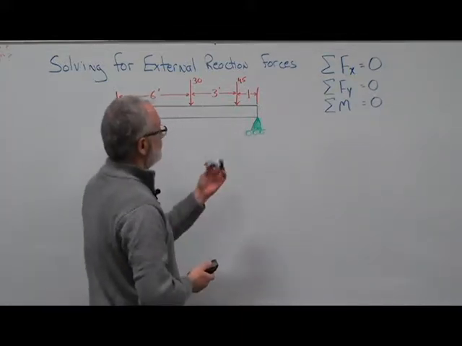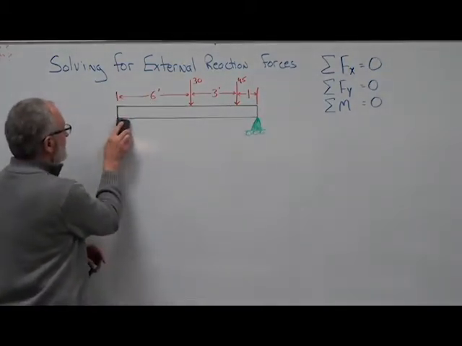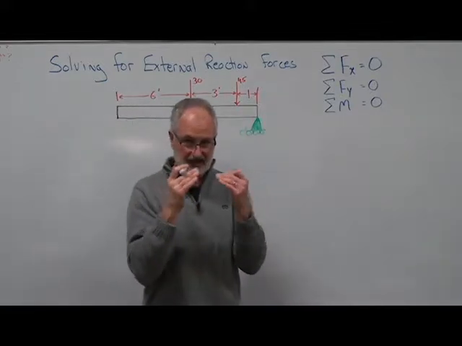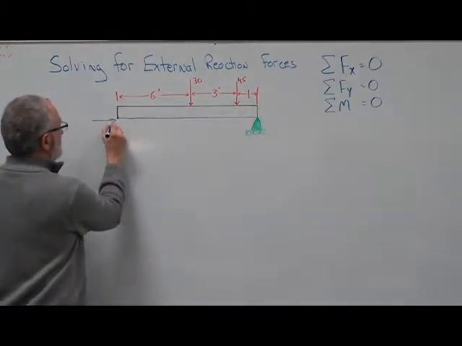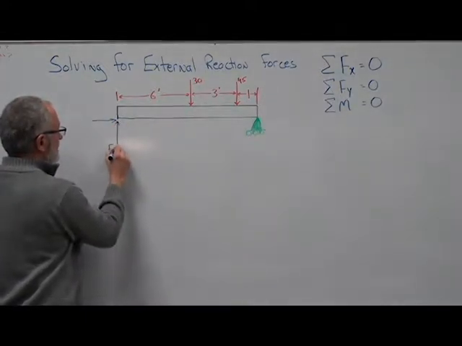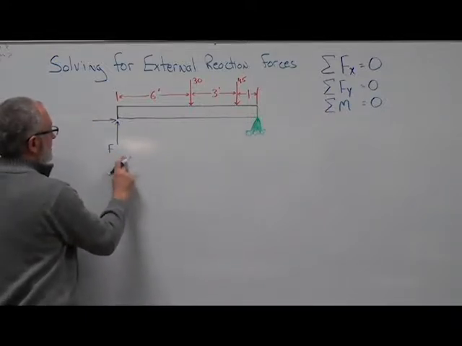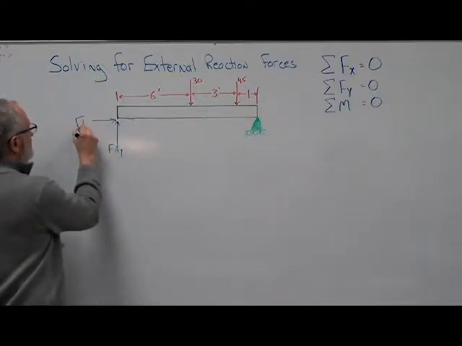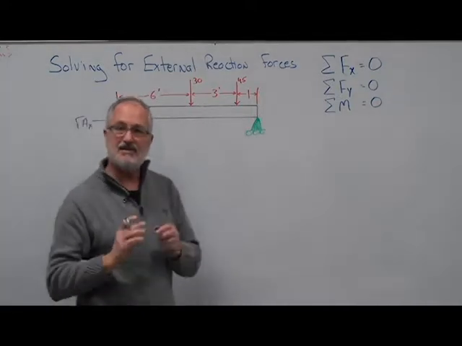So let's see, I think I'll use blue for that. First of all, I'll get rid of this pin support. And remember, pin supports can feel forces in both the x and the y direction. So we have forces working on this in the x, forces in the y. We'll call this point A. The force at A in the y direction, and the force at A in the x direction. Both of the directions are there because it's a pin support.